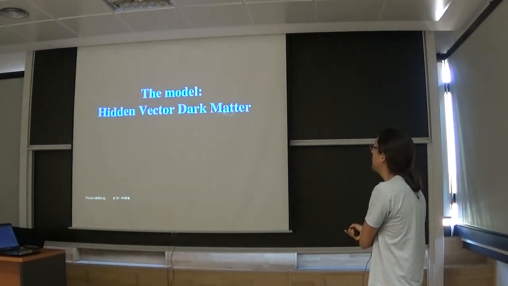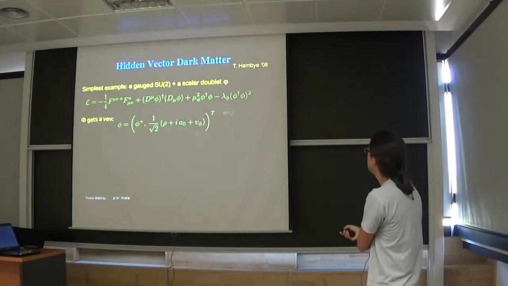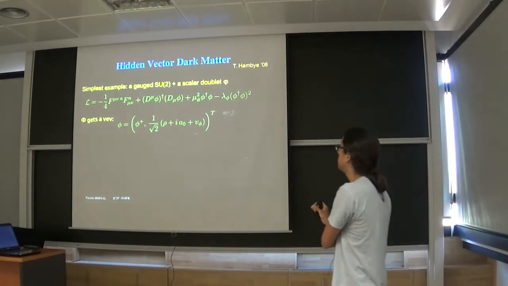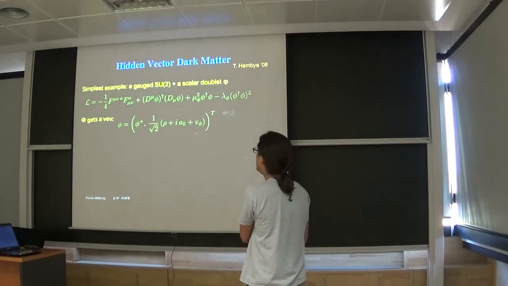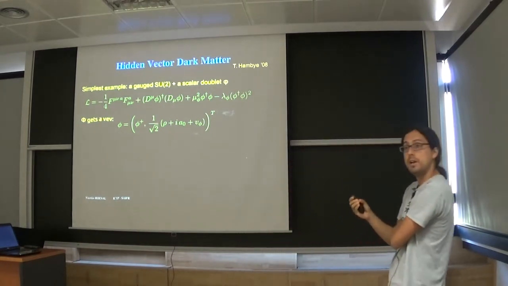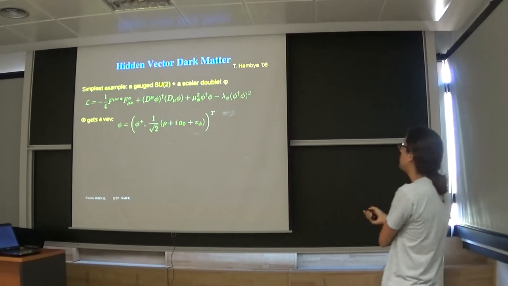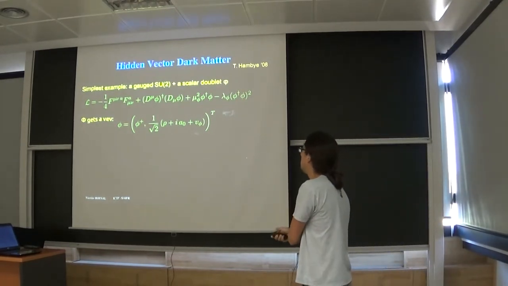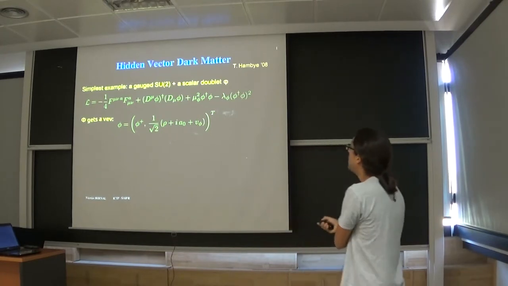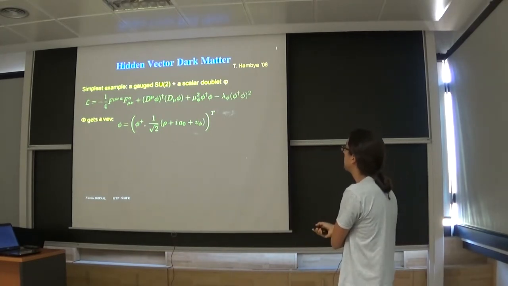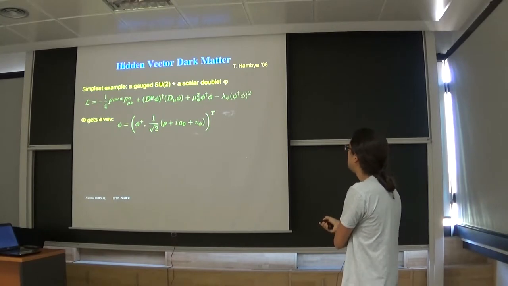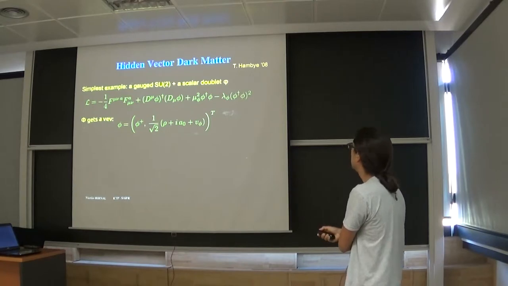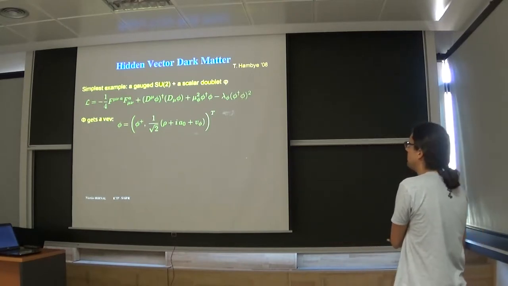Now the model. I will talk about this hidden vector dark matter that was proposed in 2008 by Hambye. So the model is very simple. What we want to have is just a gauge SU(2). So we want to have the vector dark matter and a scalar doublet, a doublet under the SU(2), but singlet under standard model fields. So we have this term, the kinetic term for the gauge coupling, plus this Lagrangian, which is basically the kinetic plus the potential of the phi.